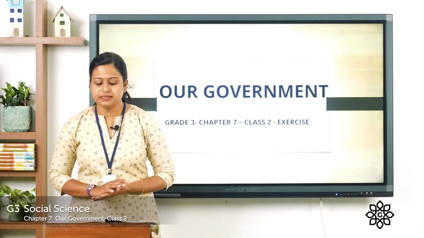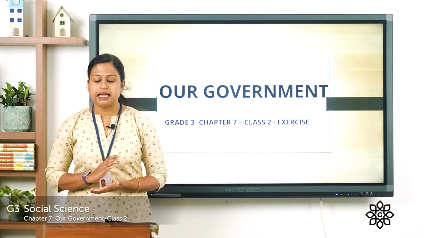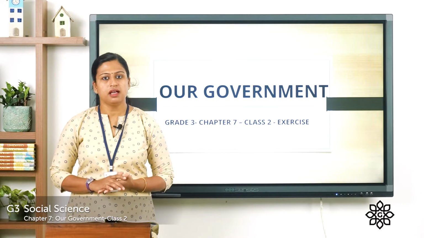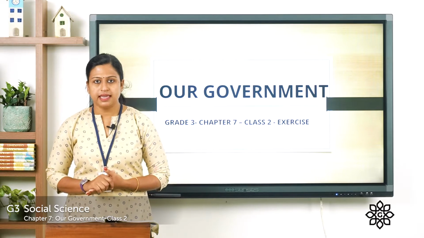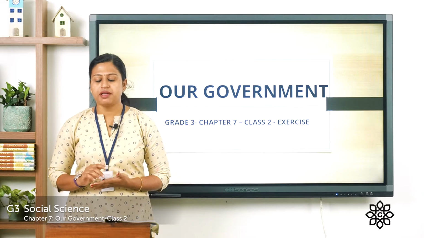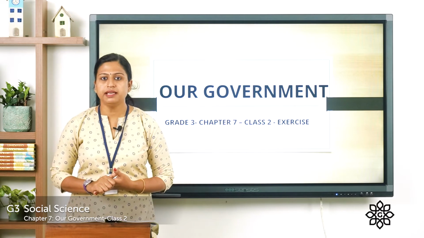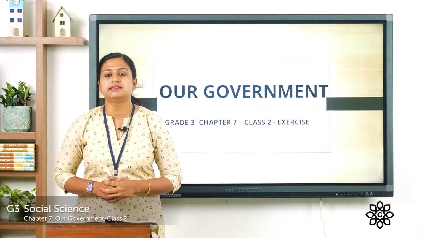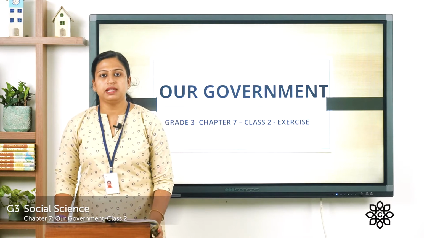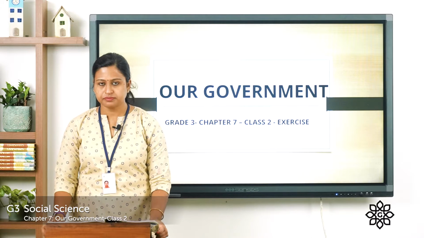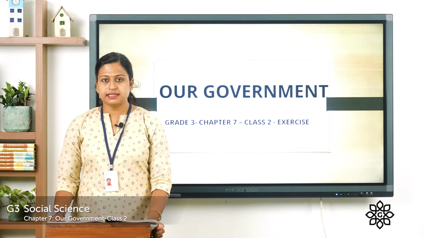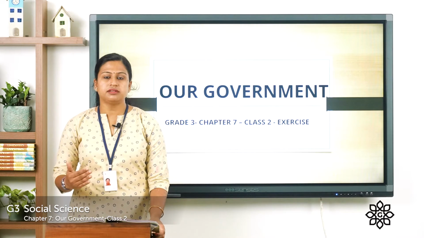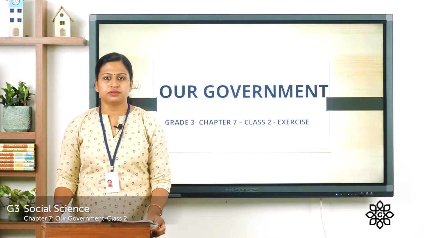The first one: a group of people that makes laws and manages a country is known as the government. Second: parliament is the branch of government which makes law. Now you have to write these two fill in the blanks in your notebook with proper date and chapter number. Then you can see the chapter checklist. Here you have to tick the concepts which you have understood.